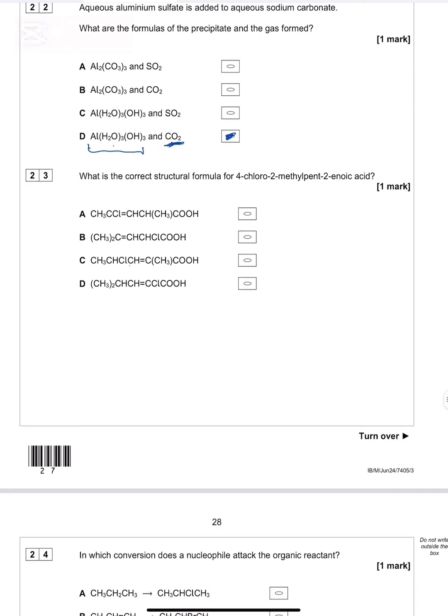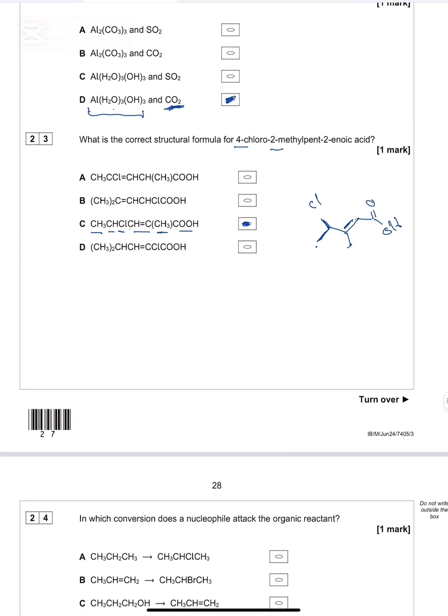What is the correct structural formula for 4-chloro-2-methylpent-2-enoic acid? So let's draw this one. It's 5 carbon atoms, 1, 2, 3, 4, 5, and it's pentanoic acid. And then 2-ene, so a double bond at carbon number 2. We have 3 methyl, and we have 4 chloro. So to draw the structural formula, it's going to be CH3 first, and then we're going to have CHCl, so CH3, CHCl, and then we have C double bond C, and then the CH3 here, and then COOH. So this is the right one.